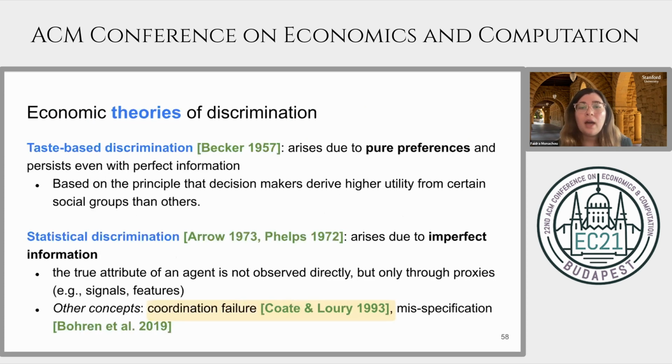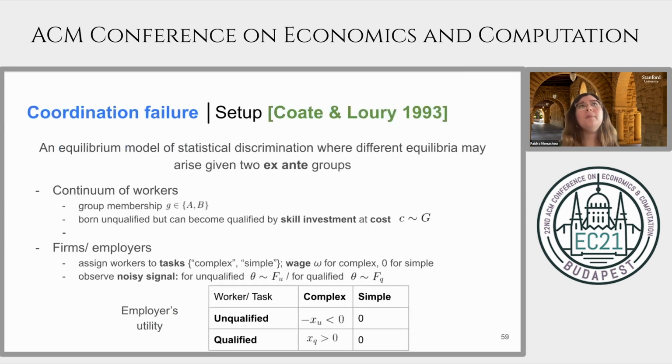Okay, so closing this part on statistical discrimination, we now have only one concept left, which is the coordination failure by Coate and Loury. One way many people view this paper is actually as the equilibrium model version of statistical discrimination, where discrimination arises because different equilibria exist. And what is surprising here, and I really want you to keep in mind, is that discrimination here will arise even though the two groups are ex ante identical. Okay, so no a priori difference in anything.